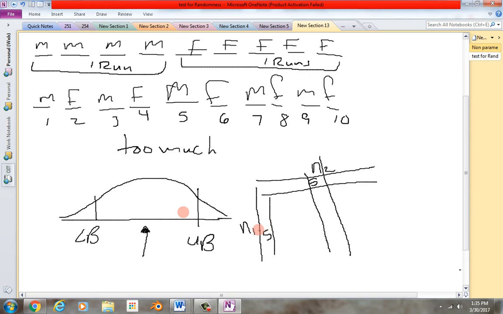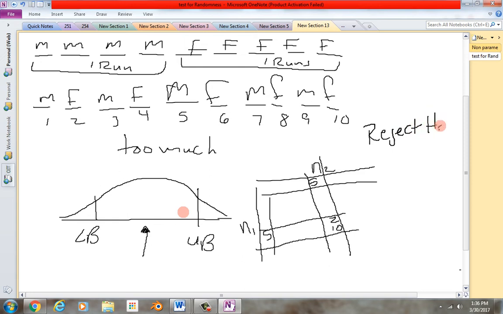You're going to come down that column. You're going to come across this row. And you're going to find 2 and 10. Those are your upper and lower bounds. Nice, right? Now, if you read the fine print, this is huge. The fine print says you will reject H naught.